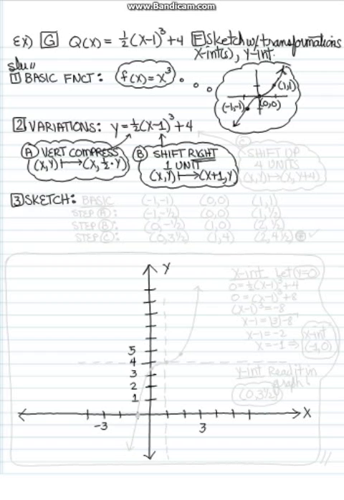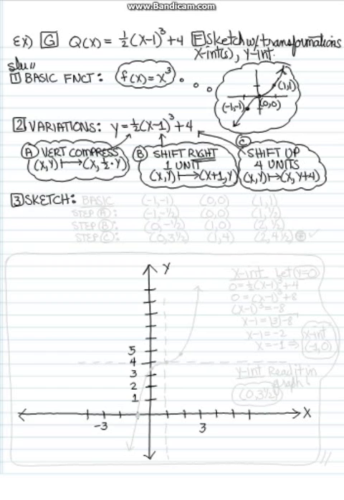Now our last variation, variation C, occurs at the end where we're adding 4. What happens when you add 4 outside of the function evaluation? You're going to shift up 4 units. And how that's translated is that the ordered pairs x, y in the basic function f of x are now going to be changed by adding a 4 to the y coordinate, so they become x comma y plus 4.